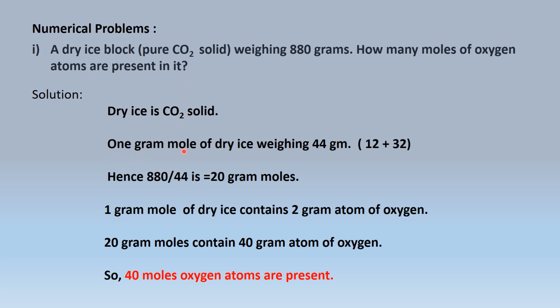1 gram mole of dry ice is 12 gram carbon plus 32 gram oxygen, making 44. Hence 880 divided by 44 gives 20 gram moles. 1 gram mole of dry ice contains 2 gram atoms of oxygen. So 20 gram moles gives 40 gram atoms. So 40 moles of oxygen atoms are present.